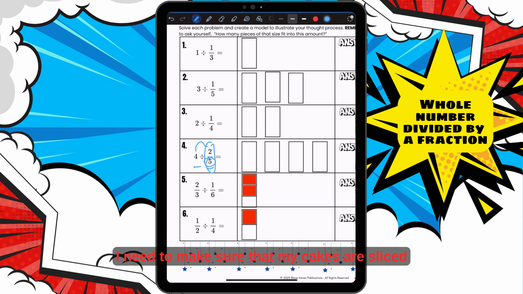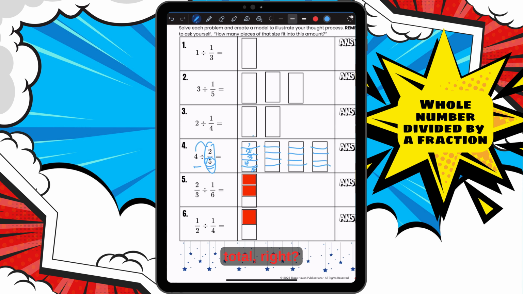So first I need to make sure that my cakes are sliced up where there's 5 slices in each cake. Remember with fractions, we are saying these are 5 equal parts. There are 1, 2, 3, 4, 5 slices in this one whole cake, and then I have 4 cakes total, right? 1, 2, 3, 4 cakes.